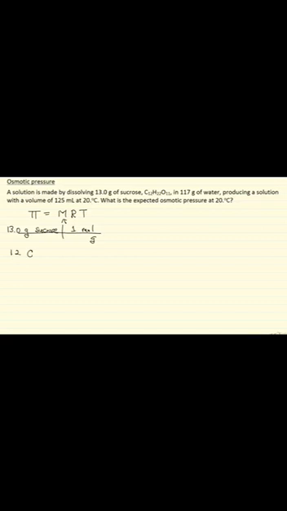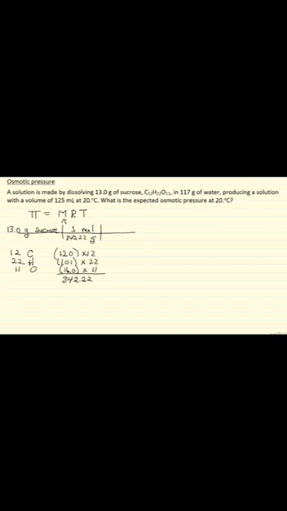So we have 12 carbon atoms, 22 hydrogen atoms, and 11 oxygen atoms. Now multiply the 12 by the atomic weight of carbon. Do the same for hydrogen, and we do the same for oxygen. After computing the total, we have 342.22 grams per mole of sucrose.